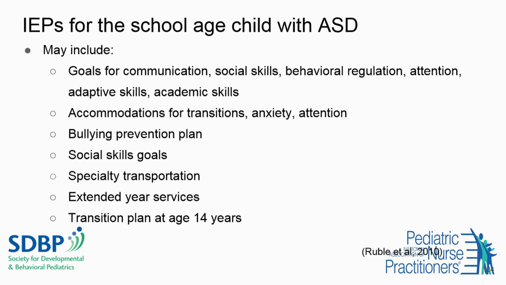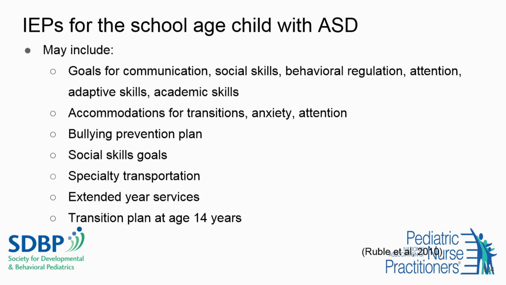All right. So in terms of IEPs for the school-age child, goals for communication, goals to get them socially out there, how we're going to help them regulate their behavior in the classroom, how we're going to keep their attention focused, how we're going to help them with their adaptive skills and their academic skills. There are going to be accommodations put in place for transition times, for when the child has increased levels of anxiety, and to help with their attention.